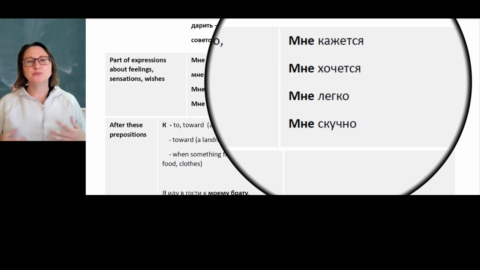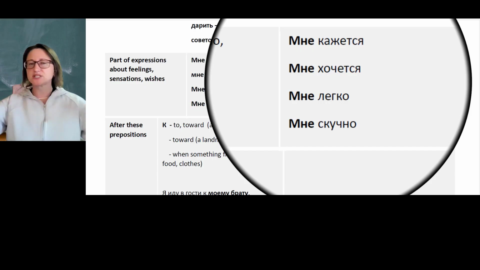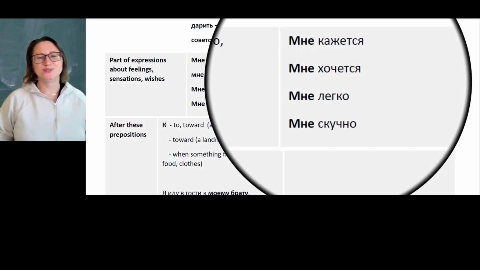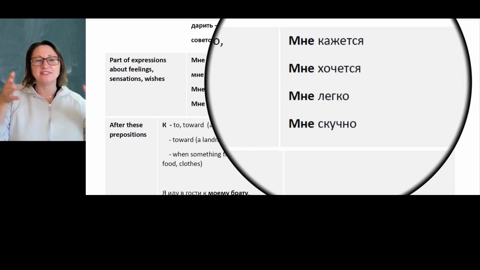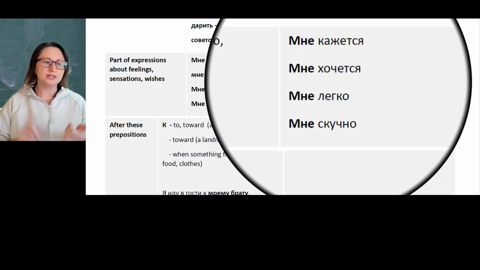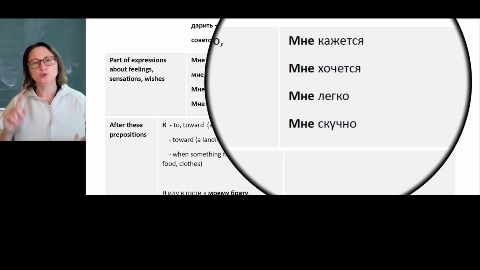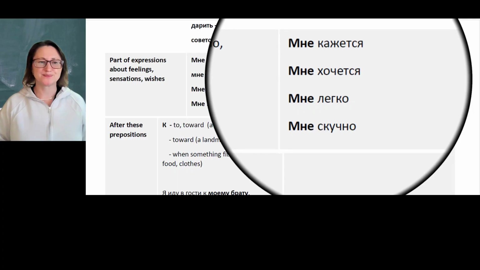And the final one is мне скучно. It's summer, and I hear it from my kids all the time. Mama, мне скучно. I'm bored. Мне скучно. So in English, again, we say I am bored. And in Russian, we say it's boring to me. Like whatever's happening around me feels boring to me. So we use dative. And here I have мне, but of course, any other dative form will work. Ему, нам, моему другу, моему профессору, and so on.